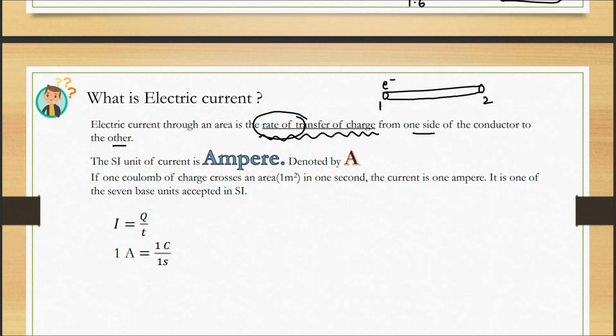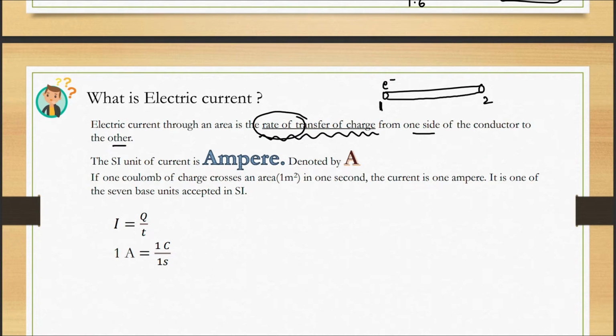But what will flow? Only the electrons will flow, just as we have discussed. So electrons will flow from one point to the second point, and in how much time and how much area. So these two parameters are very important to derive the electric current. So electric current is the rate of transfer of charge from one side of the conductor to the other side, and yes, the area is very important.